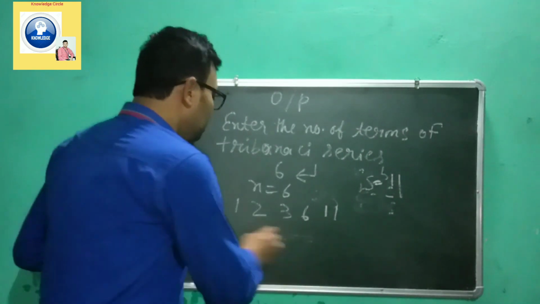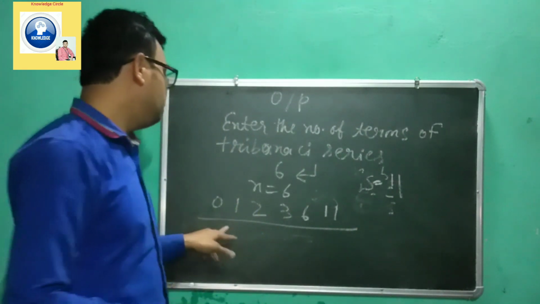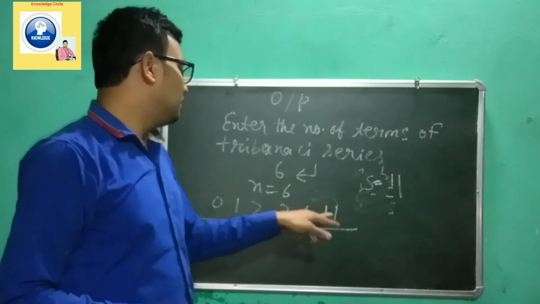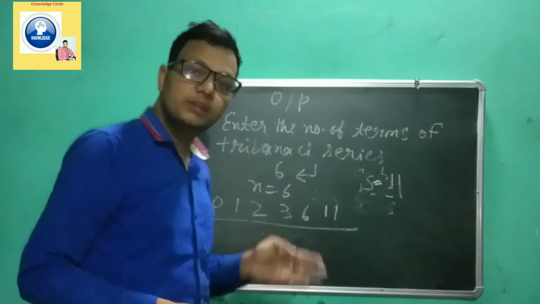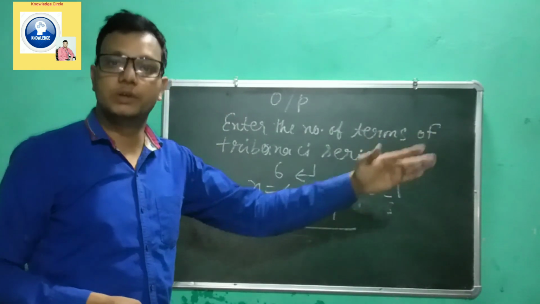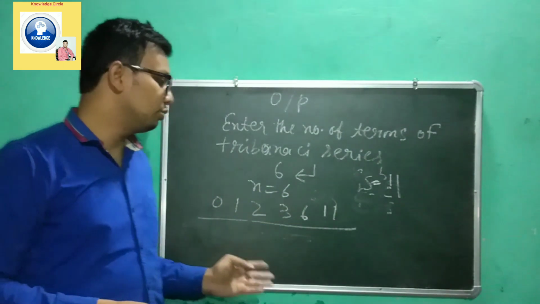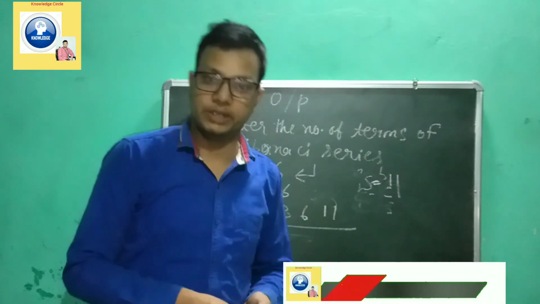And what will be the series for you? That will be only 0, 1, 2, 3, 6, 11. And when you give a greater value, the series will go further. Okay, so that's all we have for today, and this is the program of Fibonacci series.